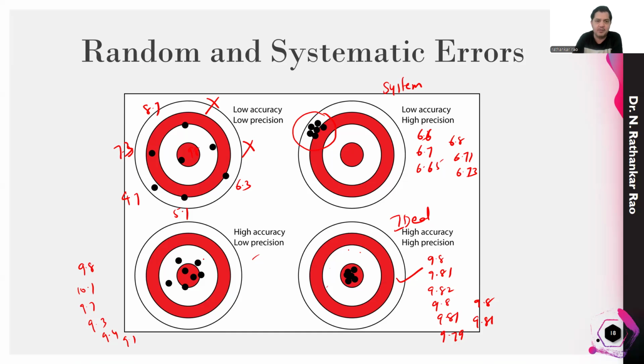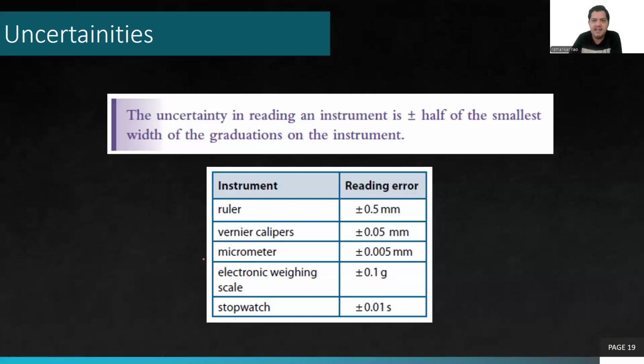Okay, let us move on to the next one. The uncertainty in reading an instrument is plus or minus half of the smallest width of the graduations on the instrument. For example, in a ruler, now we are learning about uncertainties. So what is an uncertainty? Uncertainty in reading an instrument is plus or minus half of its smallest width.